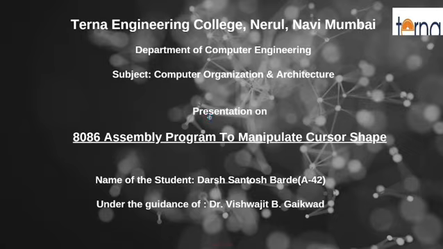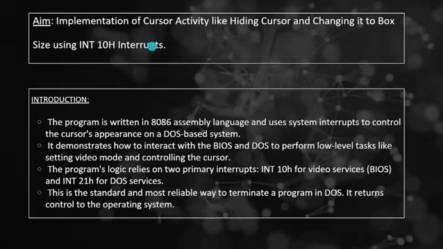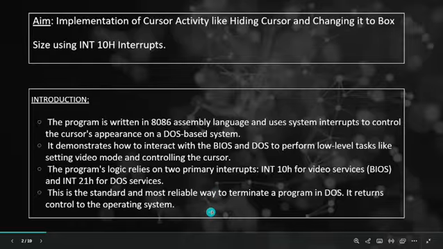Today I will be presenting my experiment on cursor activity using int 10H BIOS interrupts. The aim is very simple. We want to control the cursor in DOS, like hiding it and changing it into box size. For this, we write an assembly program in 8086 and make use of system interrupts. We mainly use int 10H for video services and int 21H for DOS services. So this experiment shows us how low-level programming directly talks to the hardware.